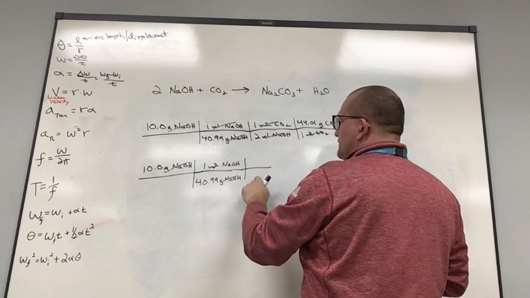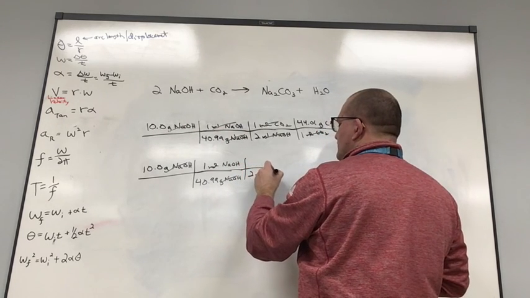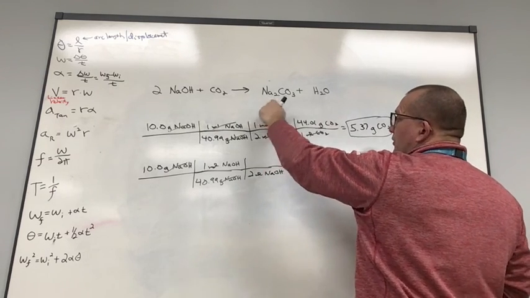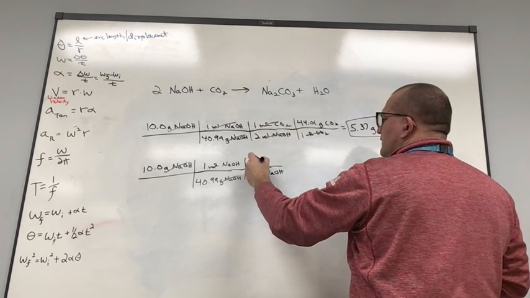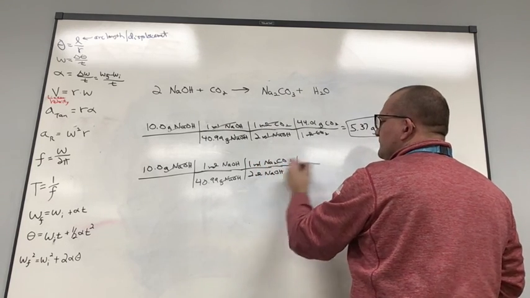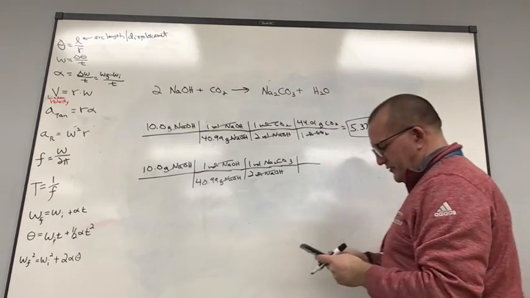Then we want to go moles of where we begin. So we start with 2 moles of NaOH. And we want to go moles of where we end, 1 mole of Na2CO3. Then we want to go to grams of Na2CO3.